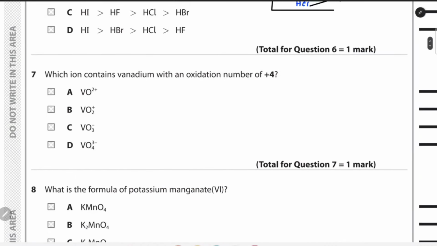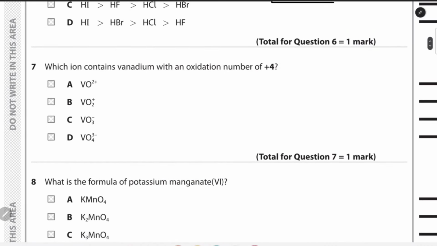Now in question 7, we have to find where vanadium has an oxidation number of +4. If I look at option A, if I consider the oxidation number of vanadium to be X, we get X plus minus 2 is equal to 2. So X is +4. A is our answer.